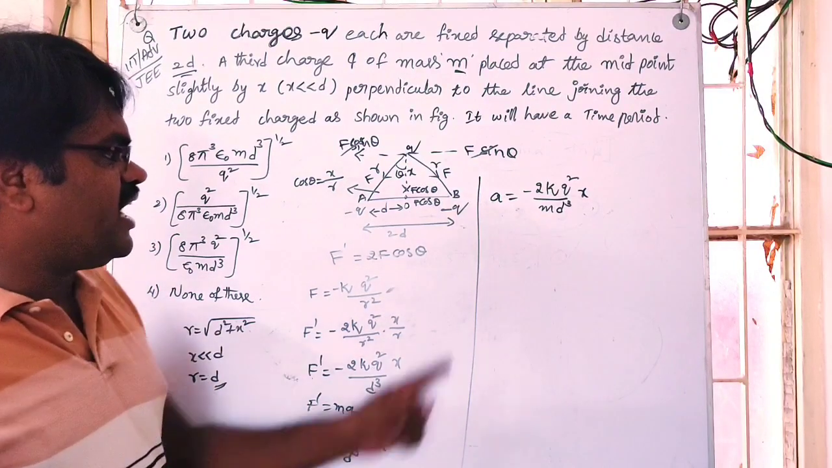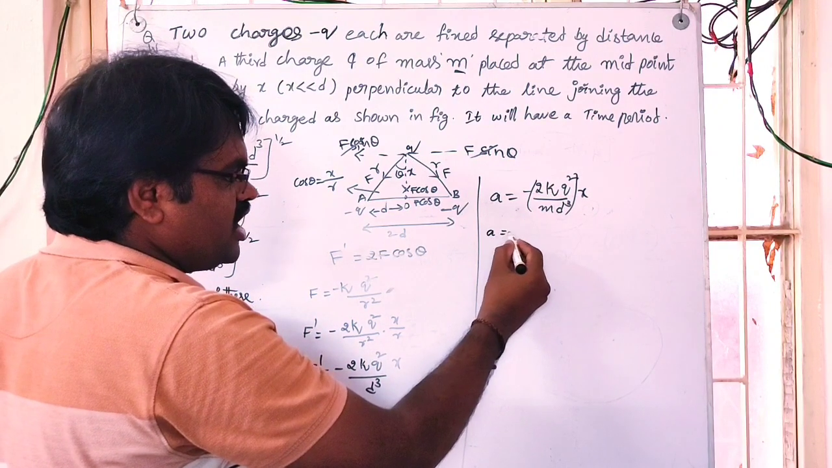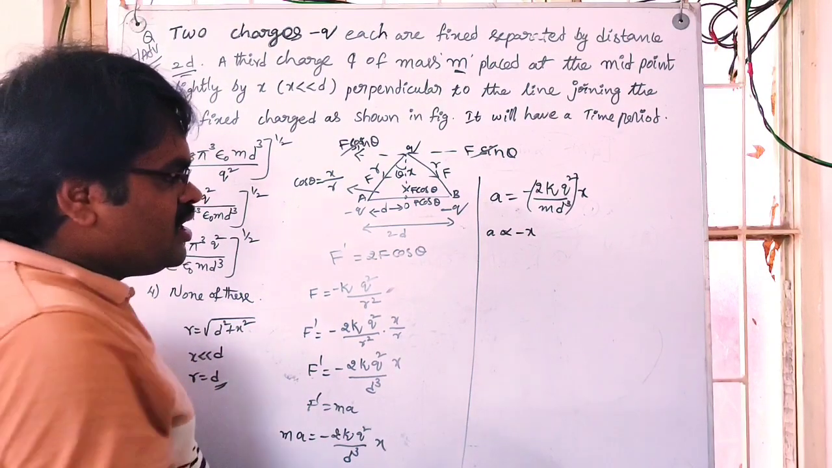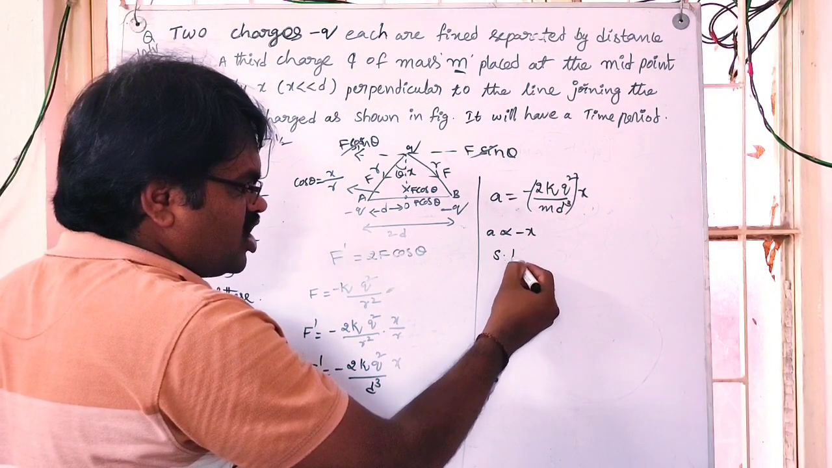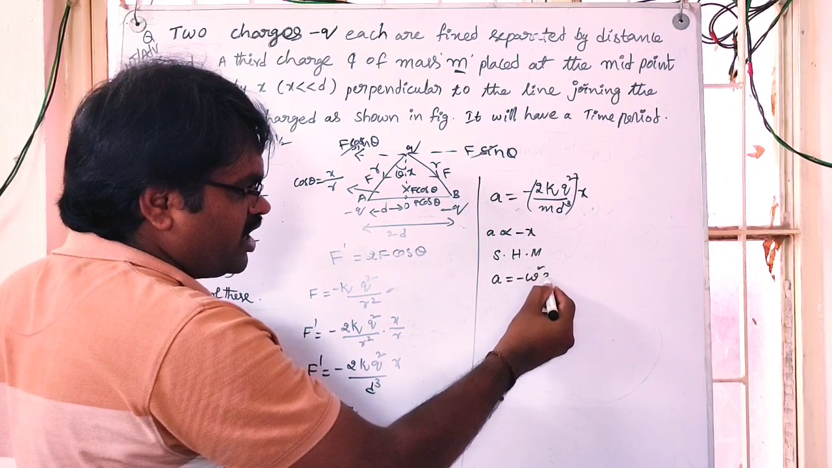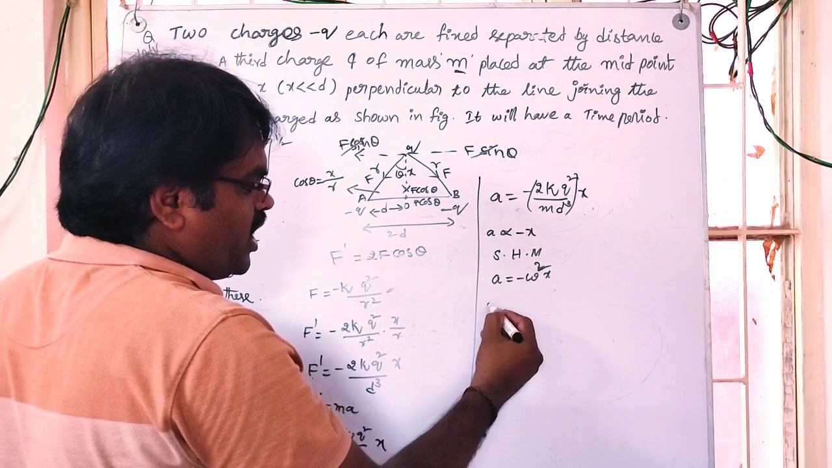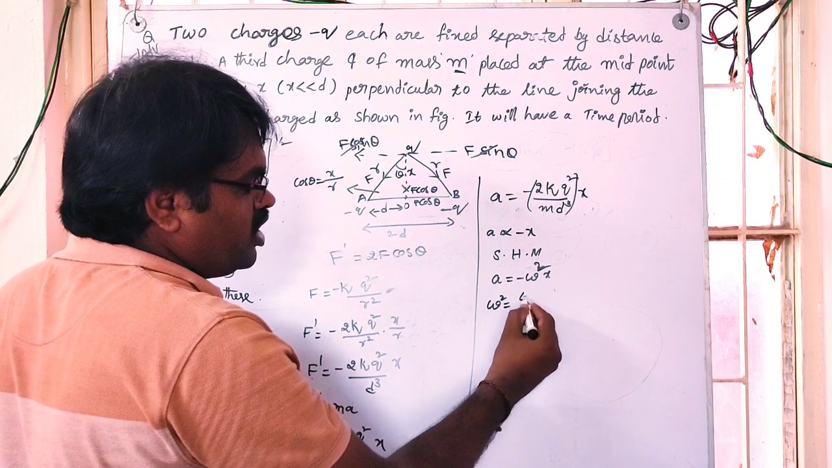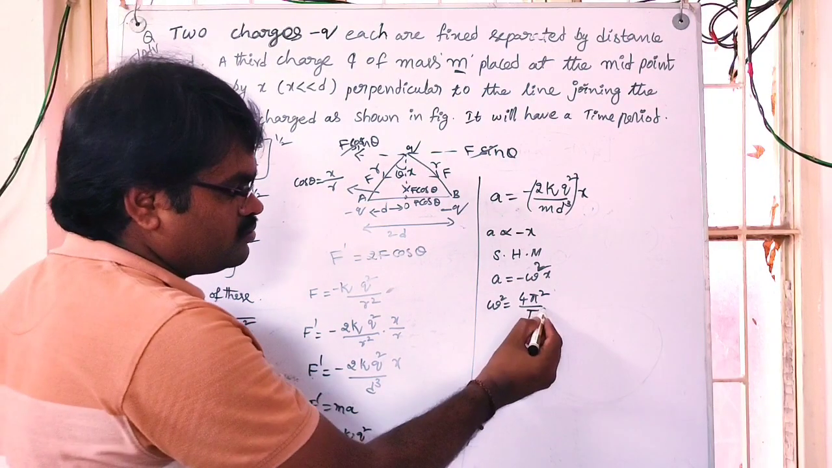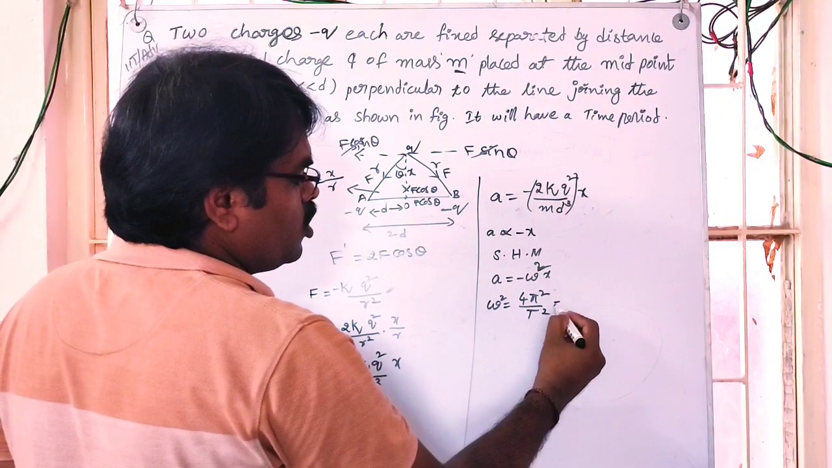Here we can see that the acceleration is directly proportional to x, but in the opposite direction. Then it is represented that the charge is in SHM. We know that in SHM, acceleration is equal to minus omega square x, where omega is the angular frequency. Then omega square, which is 4 pi square by T square, must be equal to this term. What is that term?